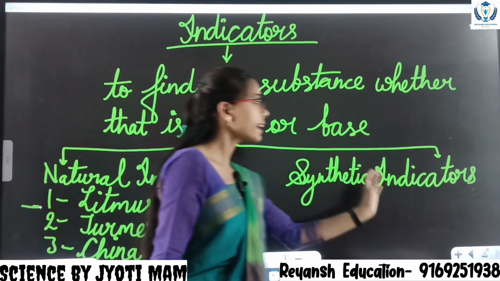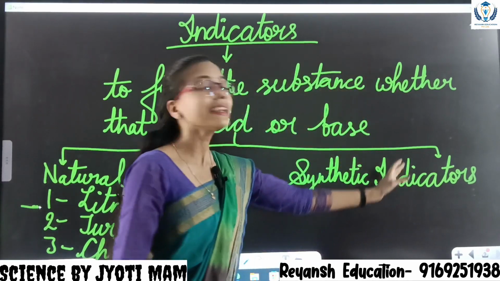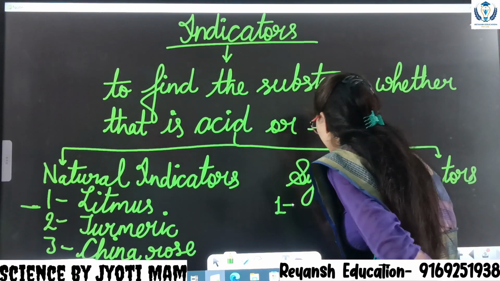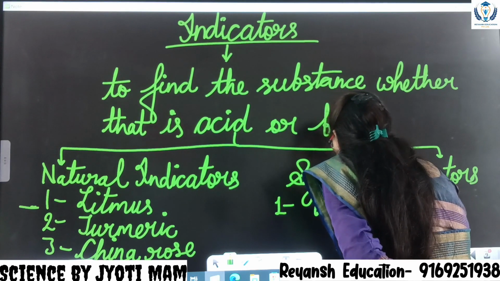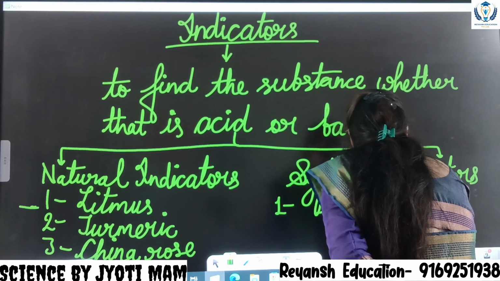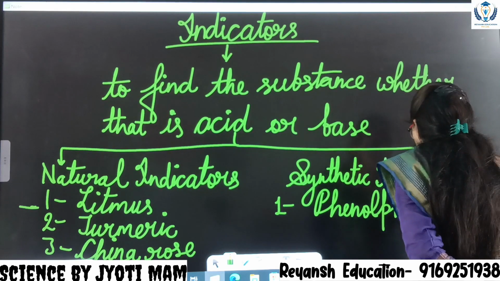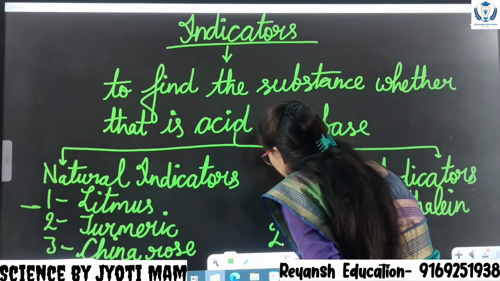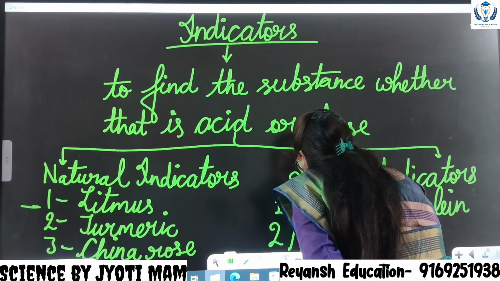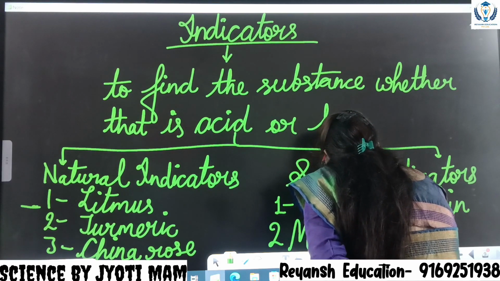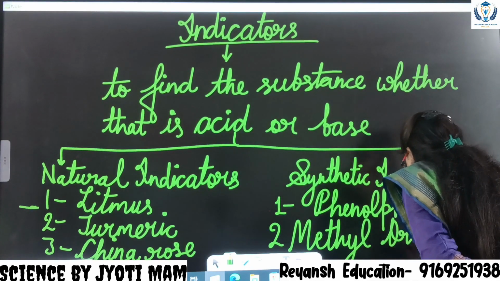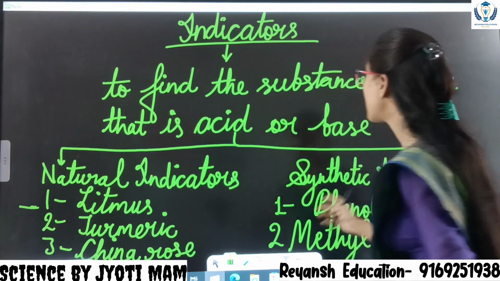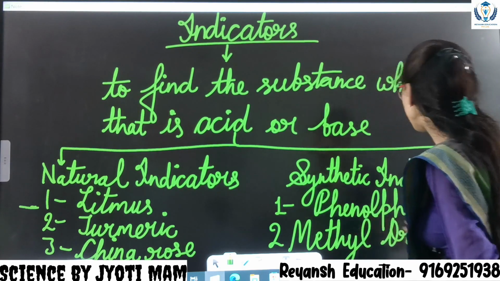Now come to the second type of indicator, that one is synthetic indicators. The examples of synthetic indicators are first phenolphthalein, and second one is methyl orange.